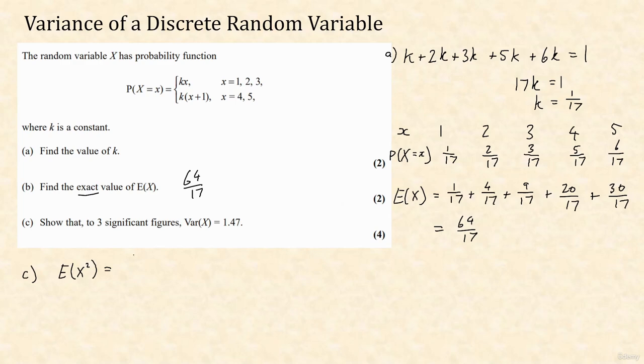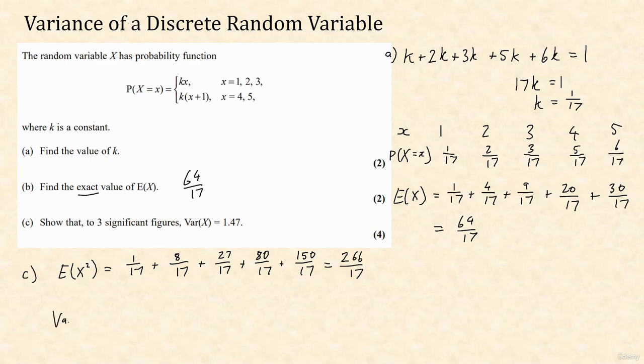So 1 squared times 1 over 17, plus 2 squared times 2 over 17, plus 3 squared, so that's 9 times 3 over 17, 27 over 17, 4 squared, so 16 times 5 over 17, so that's 80 over 17, and finally we've got 5 squared times 6 over 17, which is 150 over 17. Add these up, and it's 266 over 17.